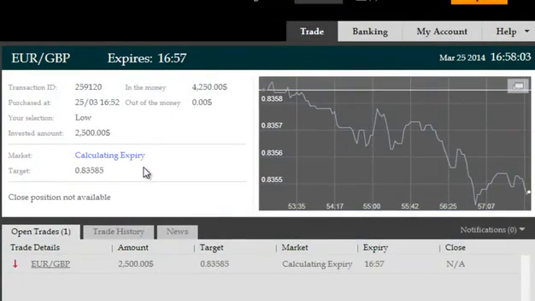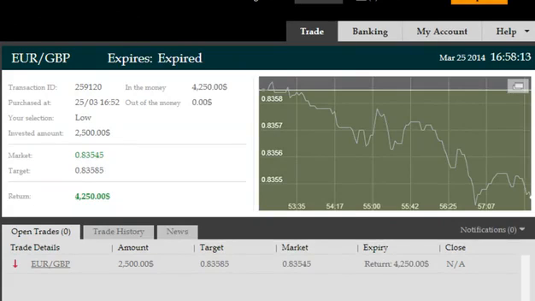We won this trade with a $4,250 gross return on a $2,500 investment here. Very simple, very high probability trade on the Euro GBP. Everything identified for you by ITM Genesis Elite and backed up by volumes.